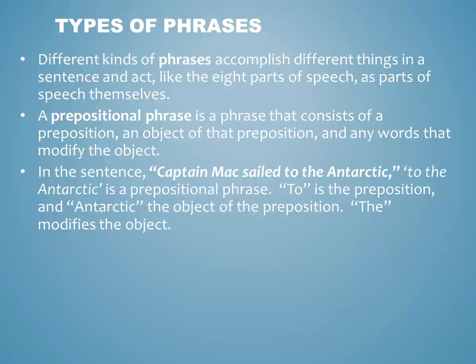So in this case, to the Antarctic is the prepositional phrase. To is the preposition. Antarctic is the object of that preposition. I mean, that's where Captain Mac sailed to. And the modifies that object. The is an indefinite article. It only tells you that there's only one Antarctic, basically.